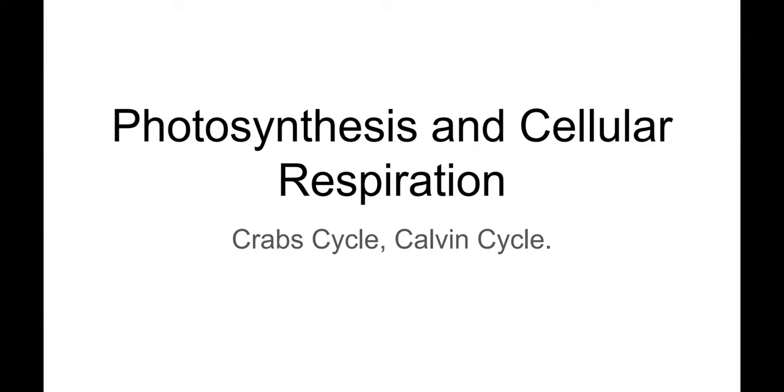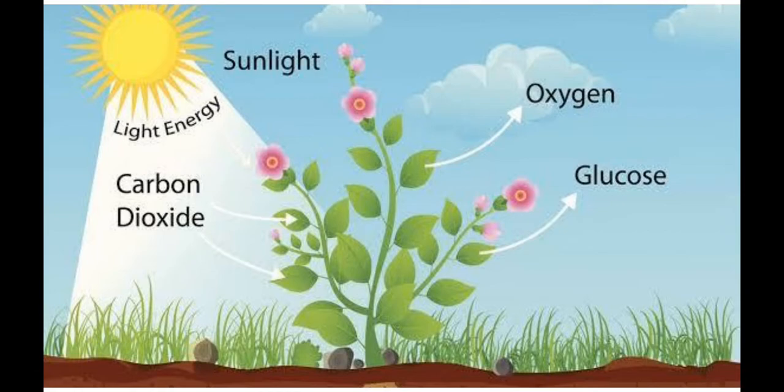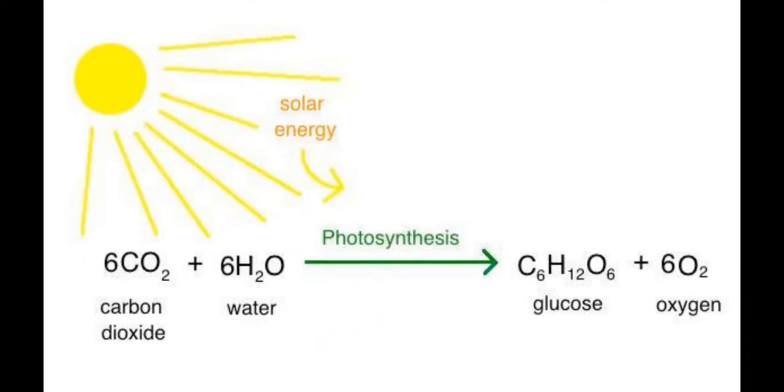In this video I want to talk about photosynthesis and cellular respiration, including the Krebs cycle and the Calvin cycle. For centuries humans have known that under sunlight plants use water and carbon dioxide to produce glucose, and the waste product in this reaction is oxygen. So, 6 molecules of CO2, carbon dioxide, react with 6 molecules of water and use solar energy, and in this process of photosynthesis, one molecule of glucose is created and 6 molecules of oxygen.